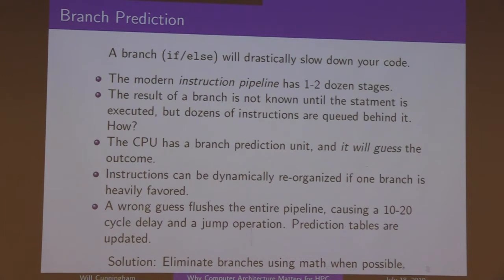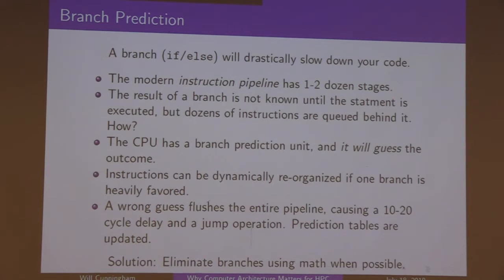One more thing I want to talk about is branch prediction. So not all of you will know this, but branching is terrible in code. So these are if-else statements. The modern instruction pipeline has 1 to 2 dozen stages, and the result is not known until a certain statement is executed generally. And so what do we do then if many, many operations are queued up behind it?